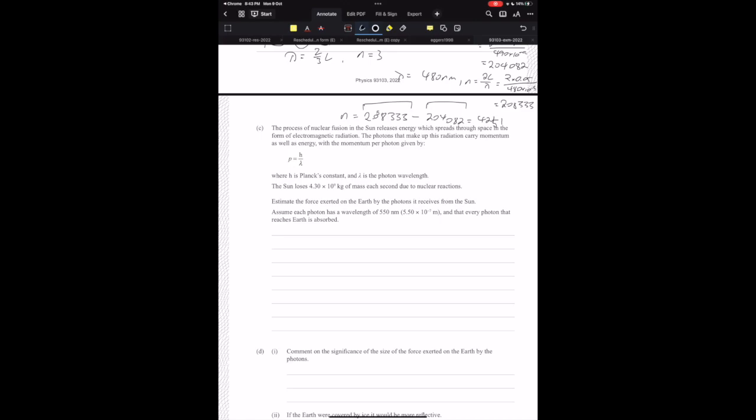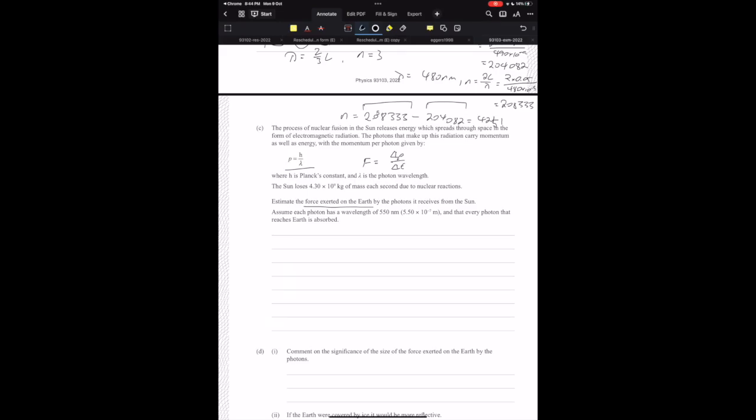But to first have a little gauge of this question, they asked us to figure out the force exerted on Earth by the photons. And they've also given us the equation for the momentum of a photon. So immediately I'm thinking force and momentum, F equals delta P over delta T, impulse.